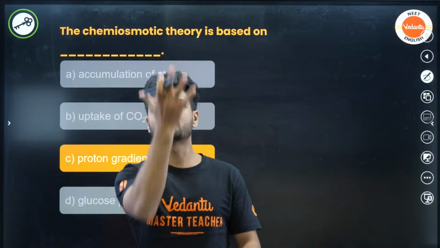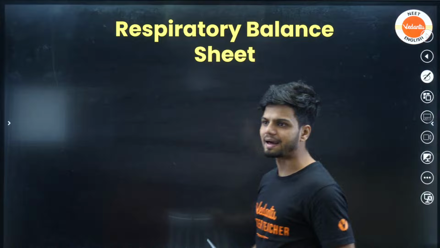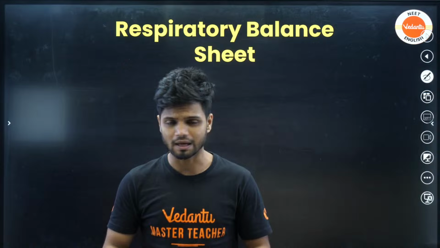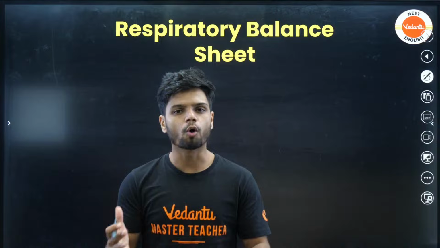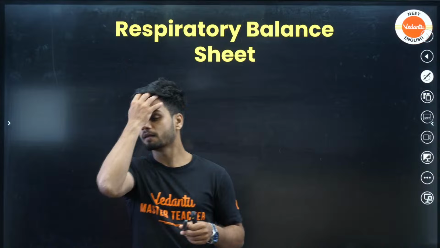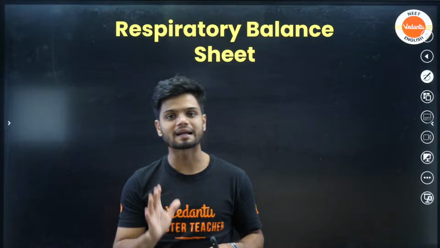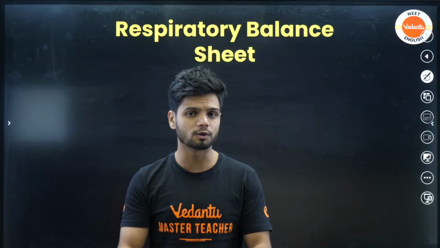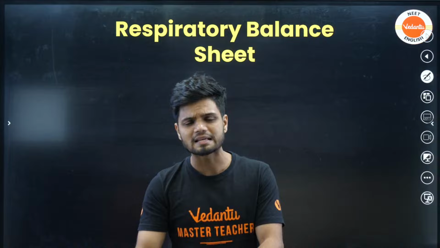Now, can we do a respiratory balance sheet? The complete balance sheet of the entire respiration? Can we do it once? And I will tell you exactly how many ATP are produced from one molecule of glucose. Can we start? Students, if you have any doubt in the electron transport chain, ask me right now or let me know in the comment section. Because there is so much confusion about the electron transport chain, and I have made it so easy. Step by step we have written, step by step we have drawn.